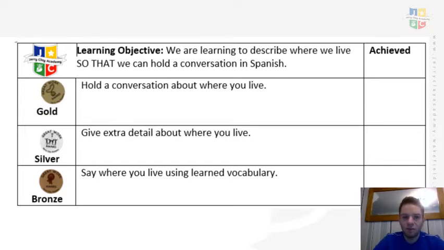And then the goal is to hold a conversation about where you live. We'll think of a way that we can do that remotely, and obviously we'll adapt to be able to do that really well.